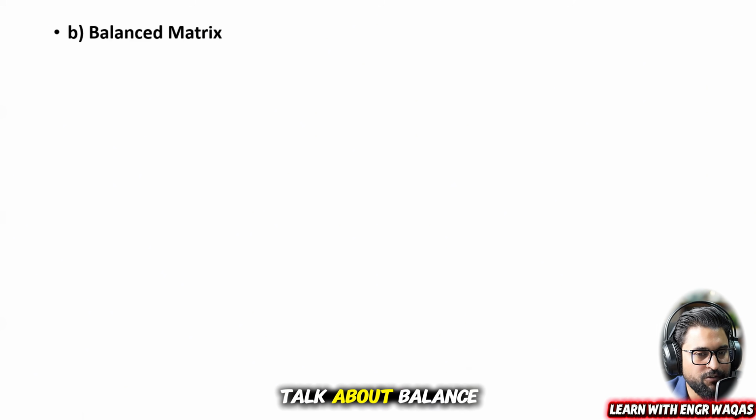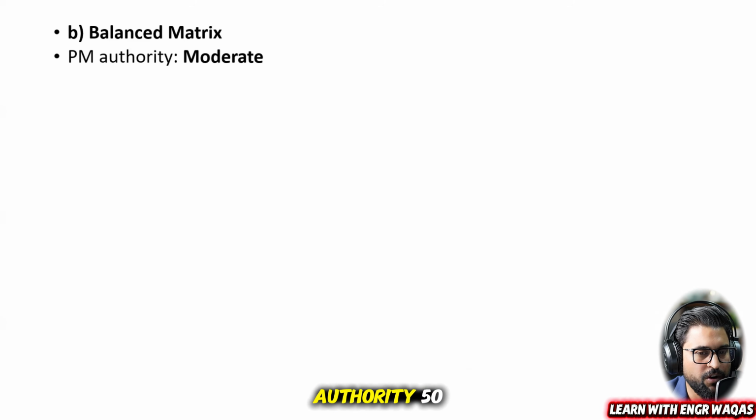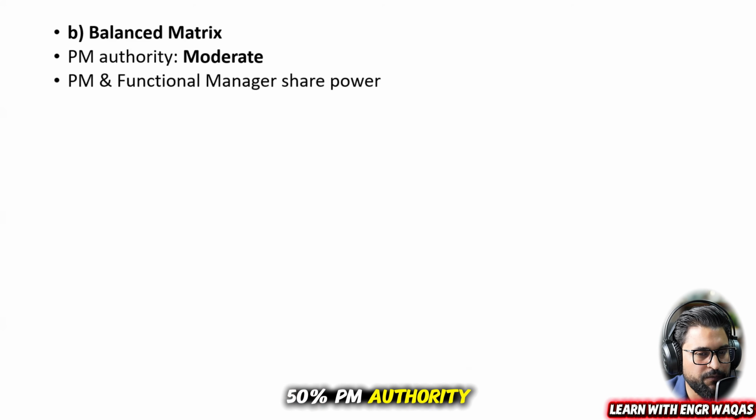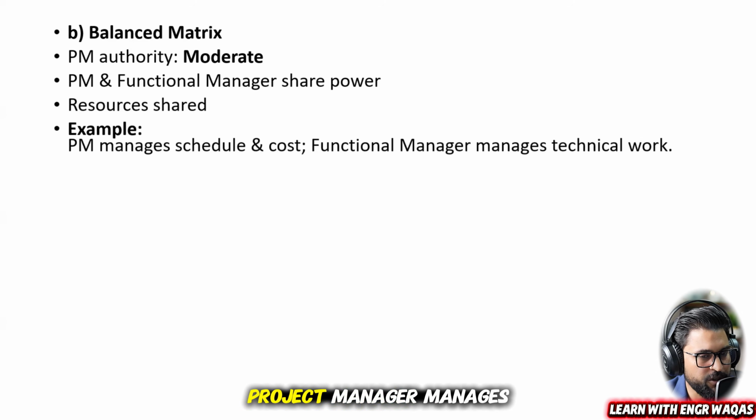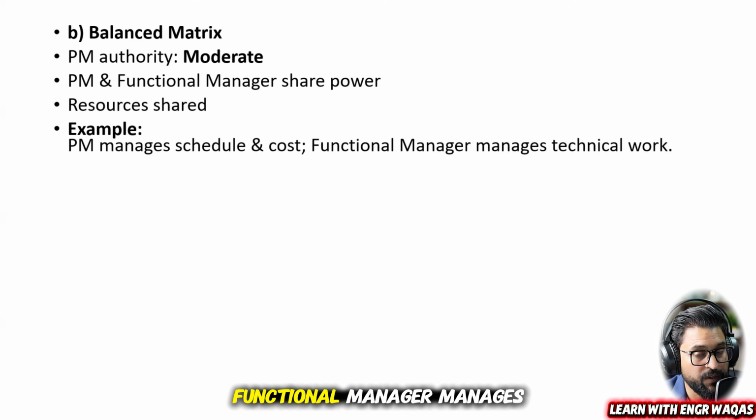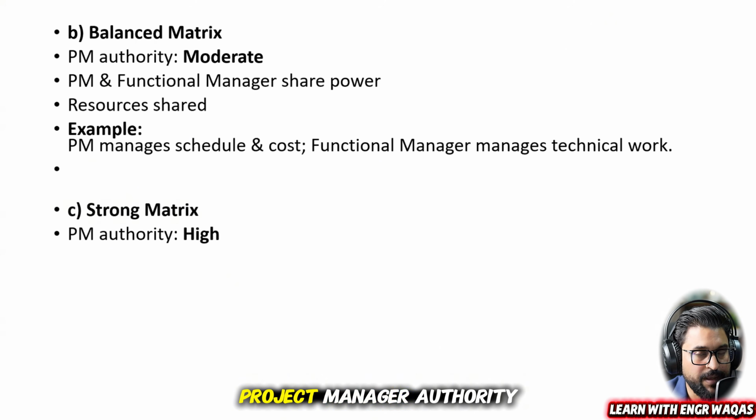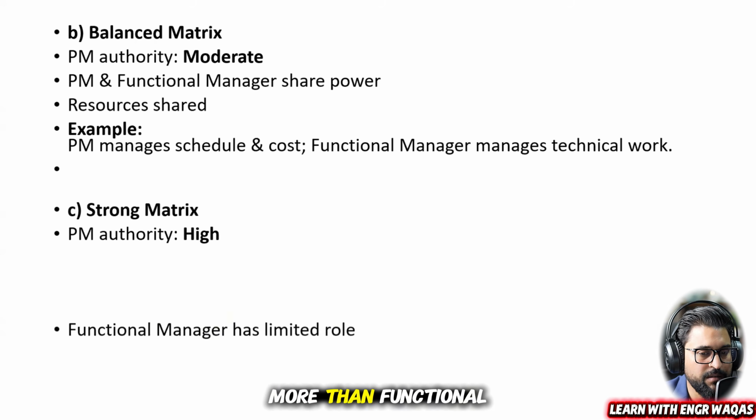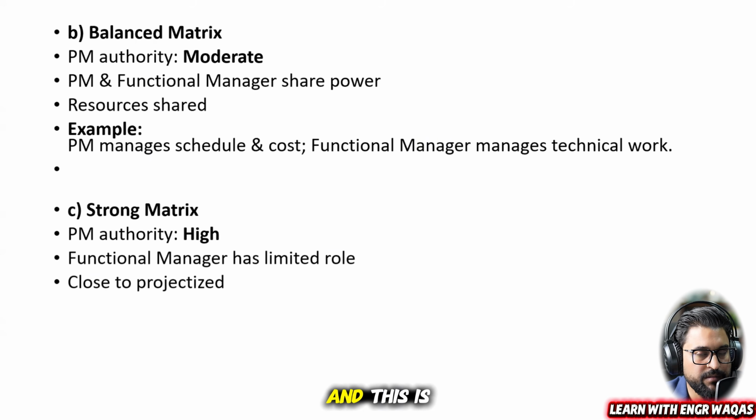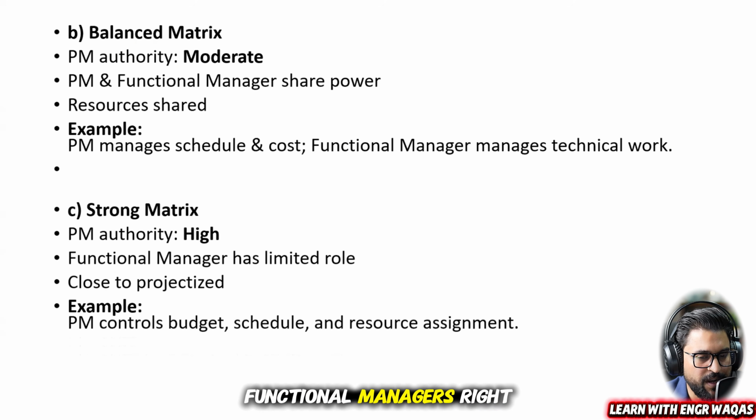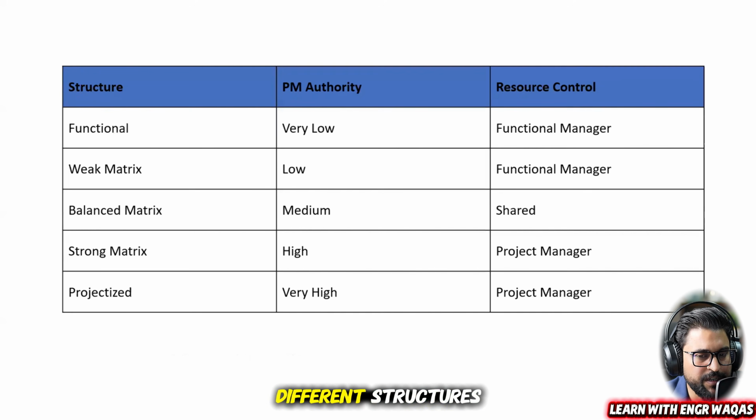And when we talk about balanced matrix, there is equal authority, 50-50%: PM authority and functional manager authority, 50-50%, and resources are shared. For example, the project manager manages schedule and cost, and the functional manager manages technical work. It's a good one. Then there is a strong matrix. Project manager authority is high, more than the functional manager, and this is close to projectized, with less authority to functional managers, right? So these are the different structures.